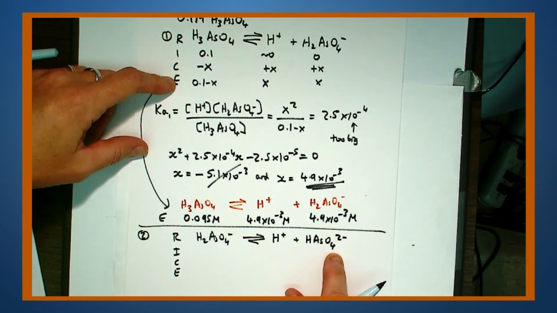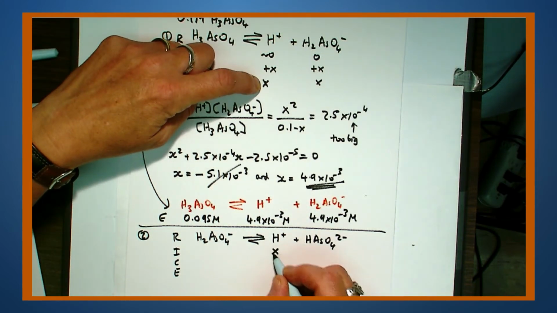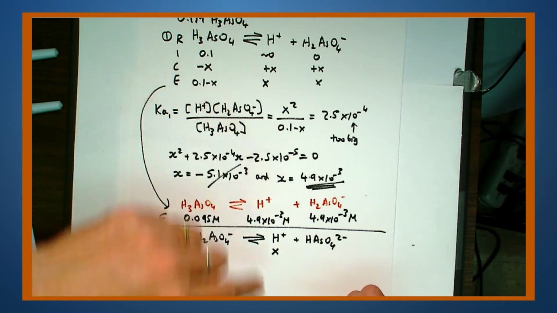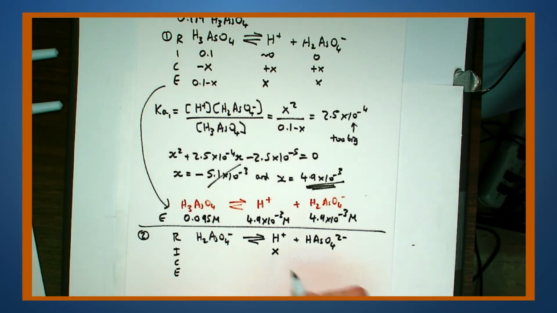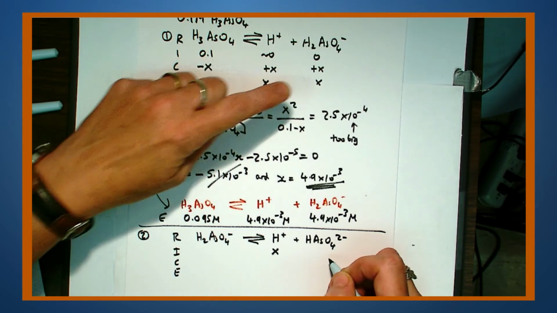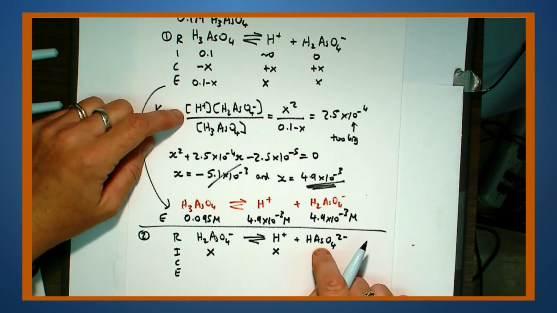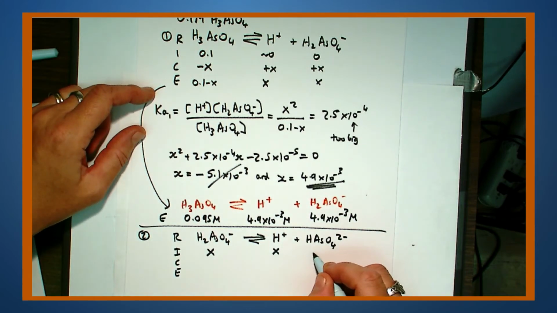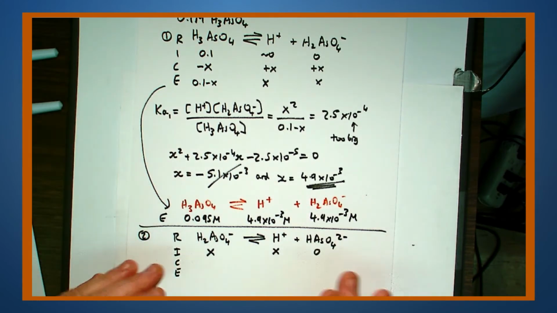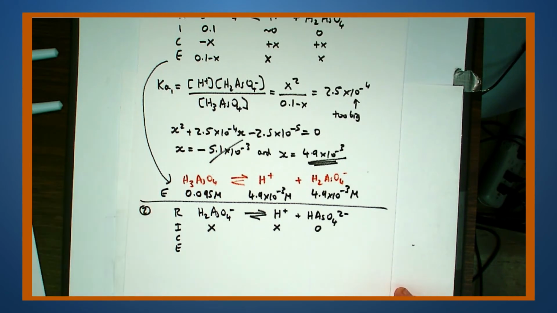So if you go up here, all right, here's H plus. It's X, which we actually have. It's the 4.9 times 10 to the minus 3. I'm just writing it in symbol form for now. H2AsO4 minus, that's also X. And this one is 0 because we're pretending once again this has only just started to happen, so this is 0.